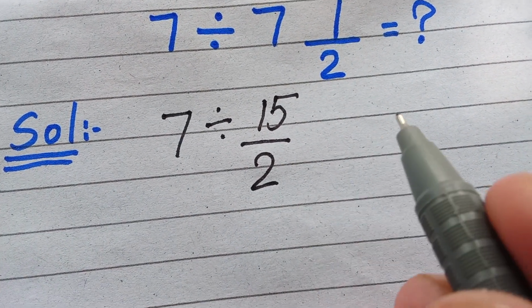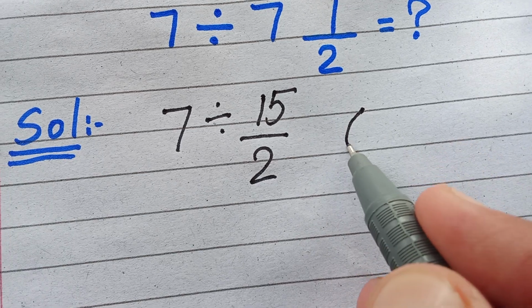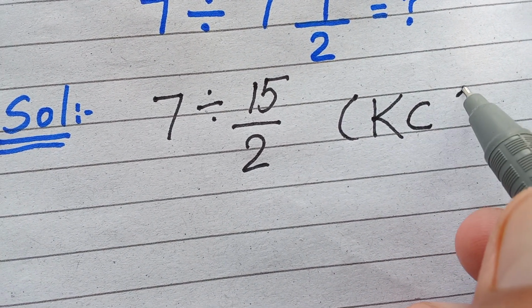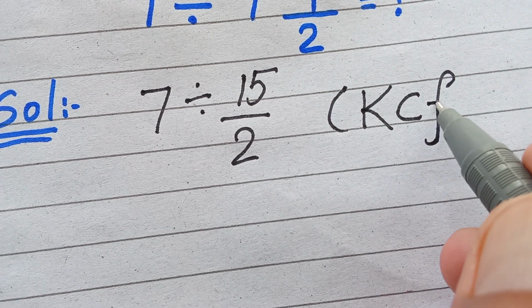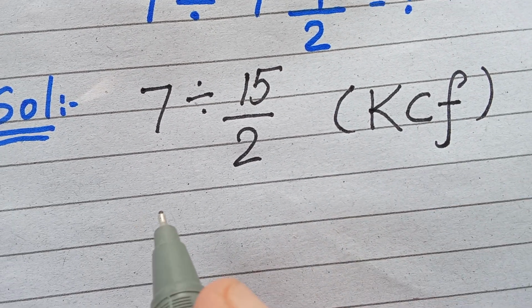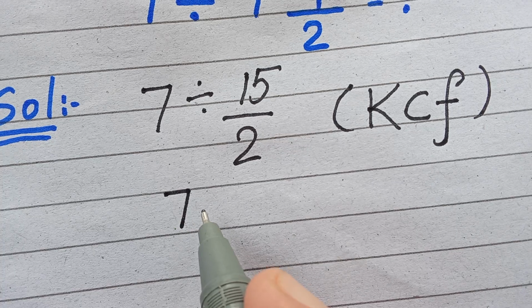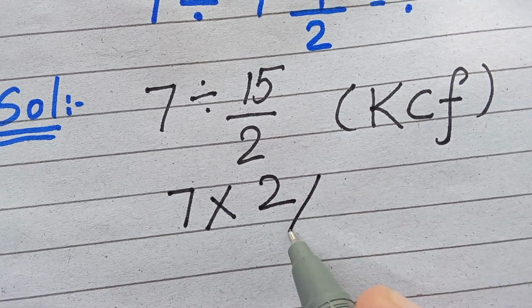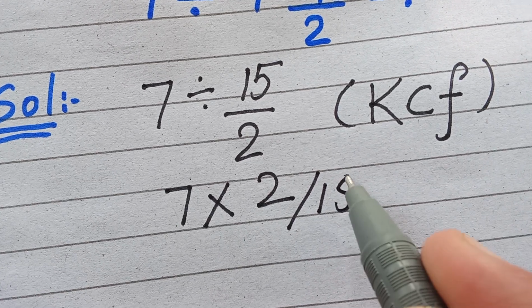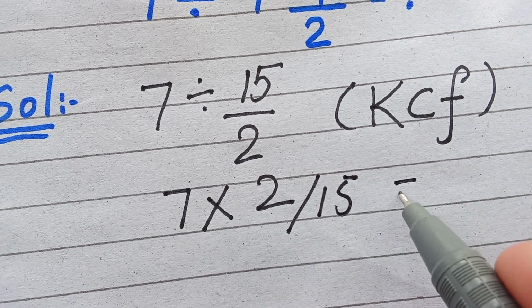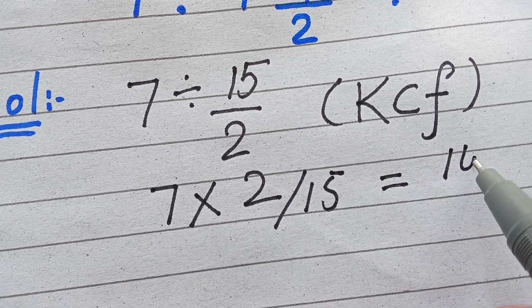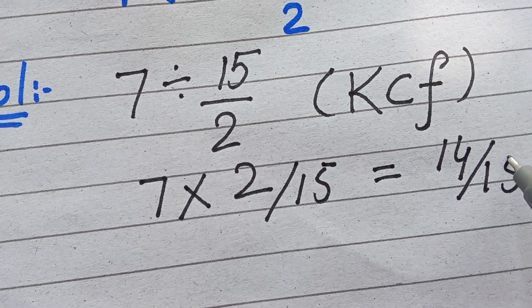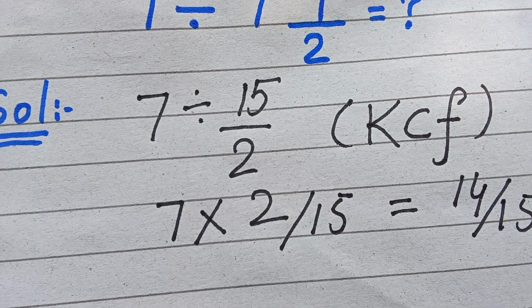Okay students, so we should all know about KCF, where K stands for keep, C stands for change, and F stands for flip. So we can write it as 7 times 2 divided by 15. Okay, so 7 times 2 which is 14. So 14 divided by 15. This is the final answer of this expression.